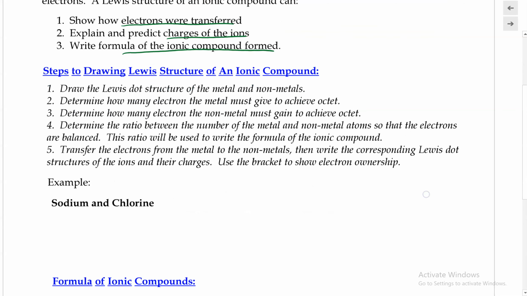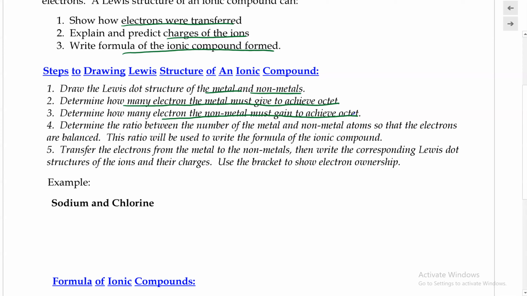Here are the steps to draw the Lewis structure for an ionic compound. First, draw the Lewis structure of the metal and the non-metal. Again, in order for us to have an ionic compound, we need to have a metal interacting with a non-metal. Next, we will determine how many electrons the metal needs to give up in order to achieve an octet of electrons. Then we'll also determine how many electrons the non-metal must gain to achieve an octet as well.